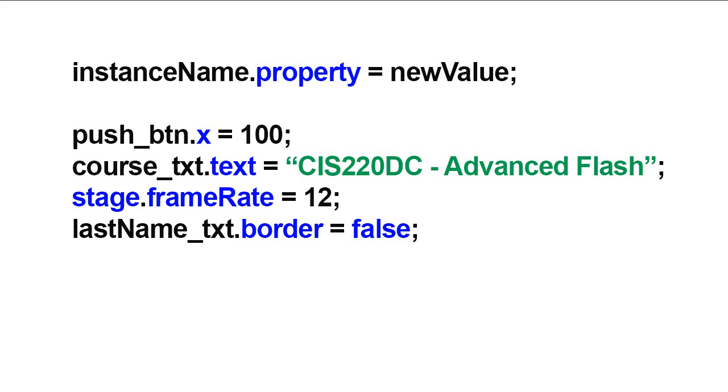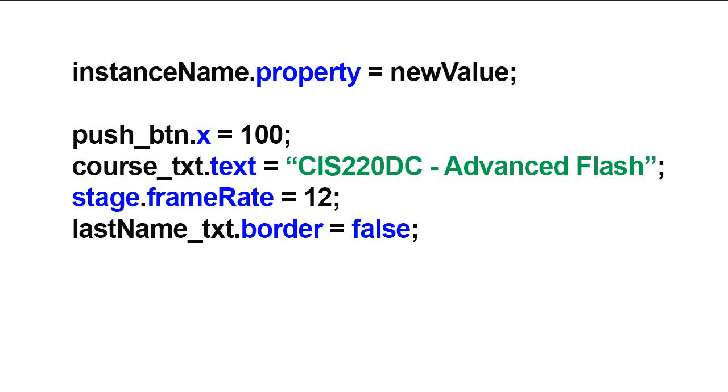So we might have a push button where we want to change the x-coordinate, or where the left edge of that push button is in reference to the left edge of my stage. I can set it to 100, and that would move that button 100 pixels from the left of the stage. The second line is I have a text box named course_txt. I want to change the text, and here I'm going to set it to some literal string, CIS220DC Advanced Flash.